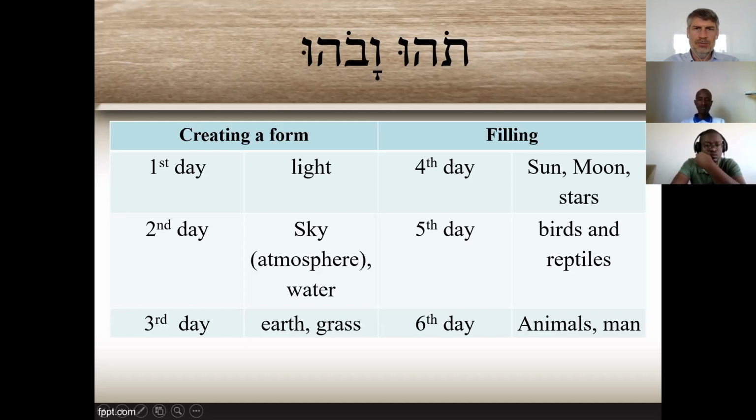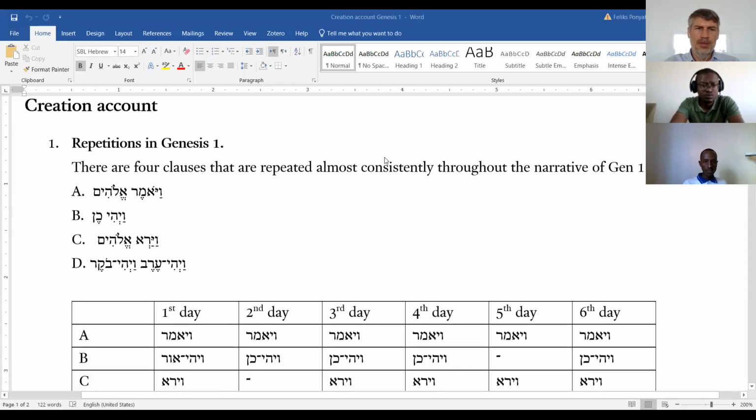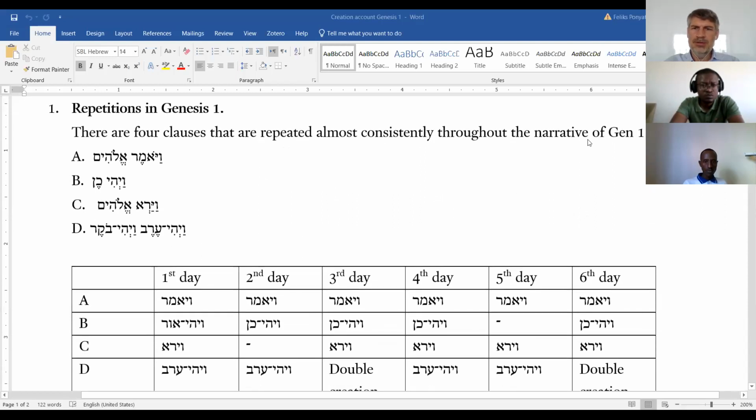Let me show another document to you, just in a moment, please. So this is a repetition that we can find in Genesis 1. There are 4 clauses that are repeated almost consistently throughout the narrative of Genesis 1. Vayomer Elohim, and God said. Vayhi ken, and it was so. Vayare Elohim, and God saw. Vayhi erev, vayhi boker, and there was evening, and there was morning, day first, second, and so on.